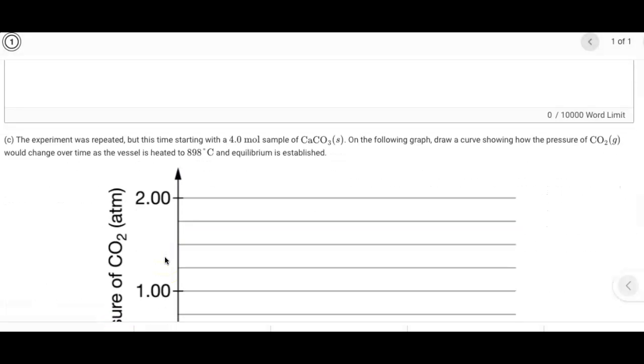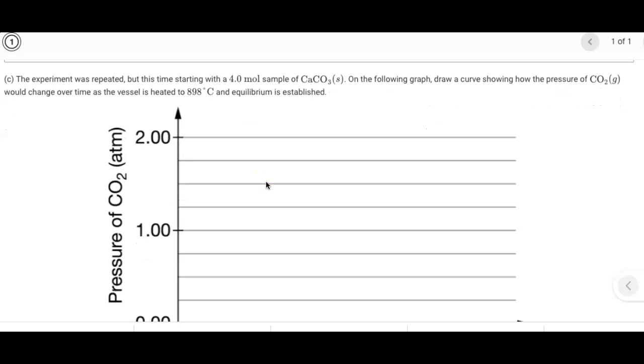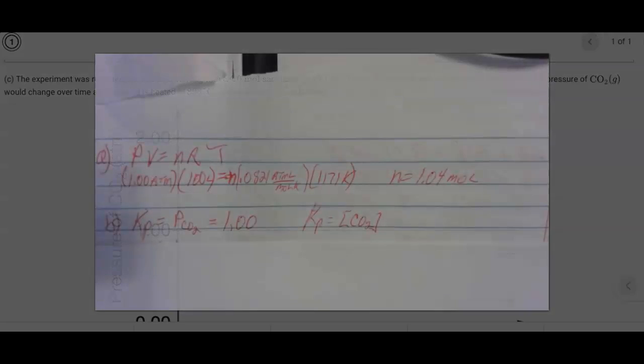The experiment was repeated, but this time with a 4 mole sample of calcium carbonate. On the graph, draw a curve showing how the pressure of carbon dioxide would change. Well, what does Kp depend on? Carbon dioxide, right? Does it matter how much calcium carbonate? Let me go back to my other screen. Okay, Kp, I don't see calcium carbonate in there.